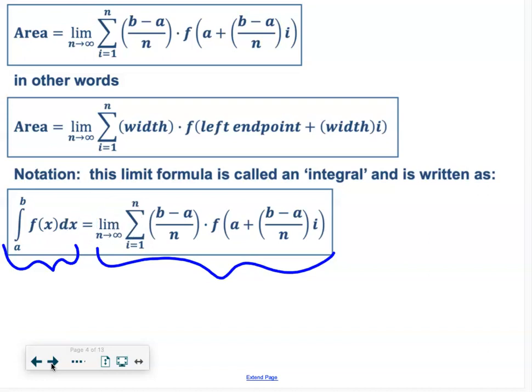So when you have the integral from a to b of f of x dx, a is your left endpoint, b is your right endpoint, and f of x is the function that you're finding the area underneath. This is the same as this. This elongated S represents an infinite sum. It takes the long limit notation and makes it nice and cute and easy and pretty. But we're going to be doing this today.